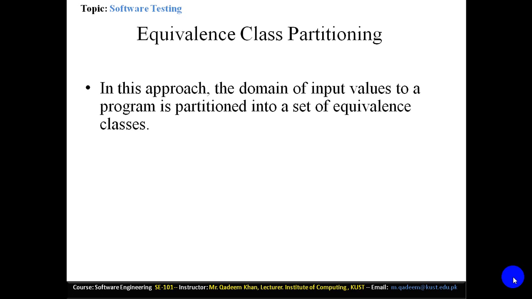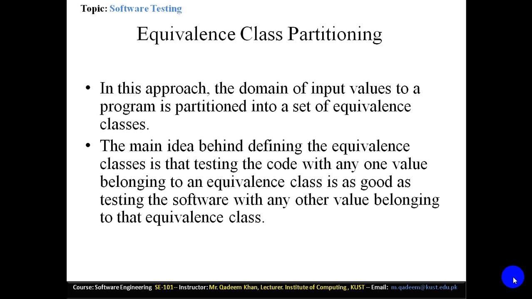So in this approach, the domain of input values to a program is partitioned into a set of equivalent classes. The main idea behind defining the equivalent class is that testing the code with any one value belonging to an equivalent class is as good as testing the software with any other value belonging to that class. So when we design the equivalence class partitioning of the software, we also design the test cases based on that partition. When a certain value from that equivalence class partition is taken as the input for a test, it is equivalent to saying that the software will perform well against any other input.